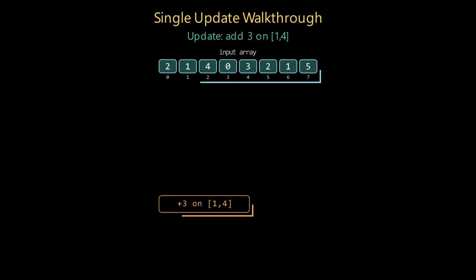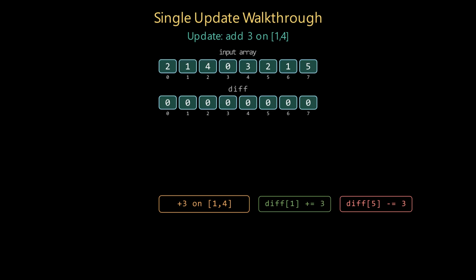Now walk through one update completely, add 3 on indices 1 through 4. This update becomes just 2 markers in the difference array. At the left boundary, index 1, place plus 3. This says, from here onward, the running value should increase by 3. Just after the range ends, at index 5, place minus 3. This says, from here onward, turn that added 3 back off.